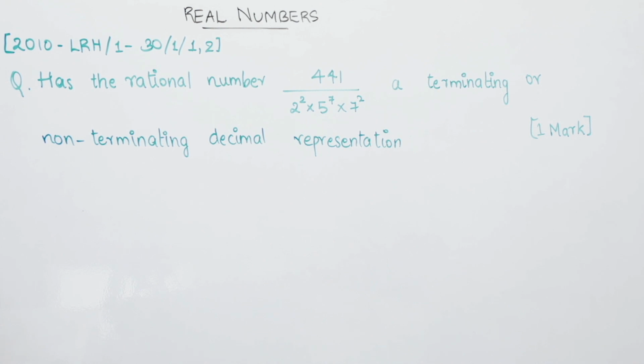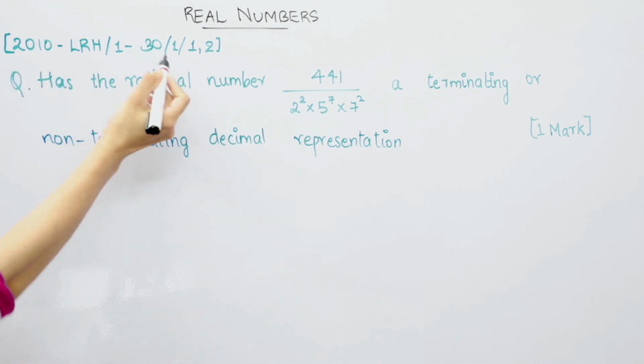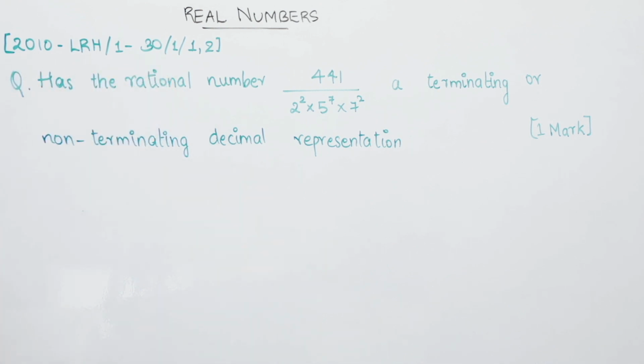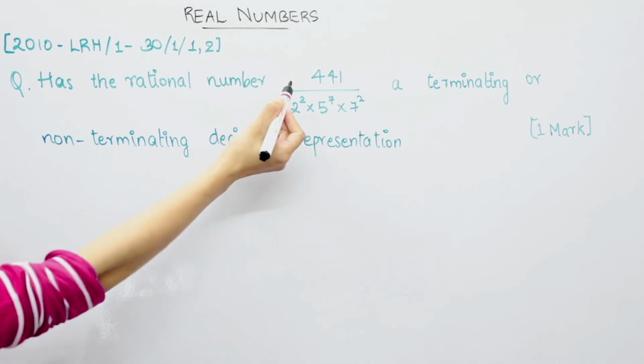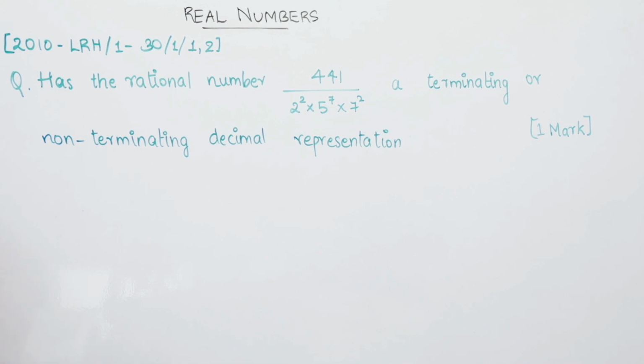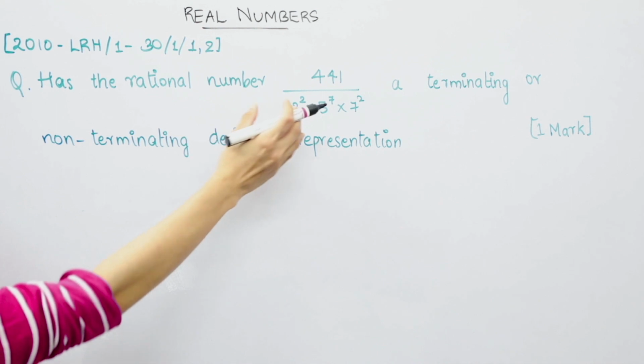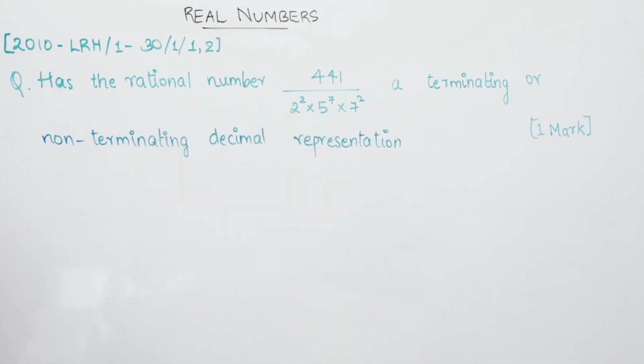The next question was asked in 2010. Series details have been provided for your reference. The question is, has the rational number 441 by 2 squared into 5 raised to 7 into 7 squared a terminating or non-terminating decimal representation? It's a 1 mark question. So we've been given a rational number in p by q form, and we have to find if it will have a terminating or a non-terminating decimal representation.